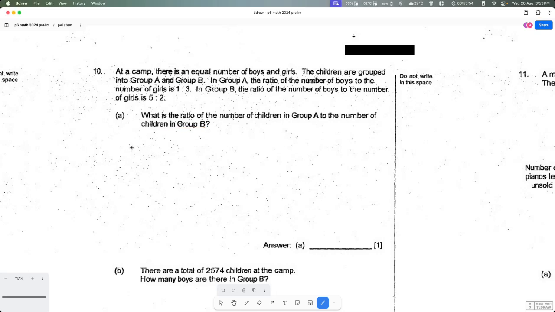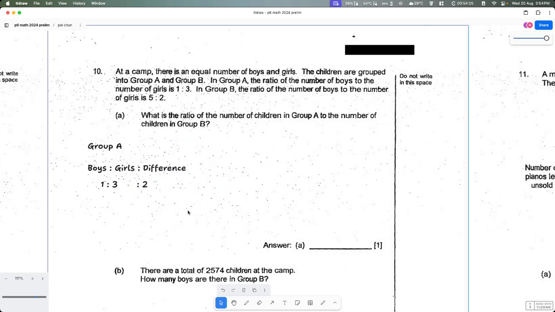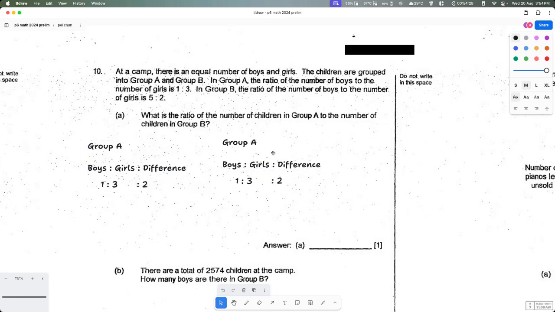So let's go for Group A: boys is to girls. Since there's an equal number of boys, that means there's an equal number of difference as well. Boys is to girls is 1 is to 3, and the difference is 2 over here. That's group A. For group B, it's the same, but this time the boys will be 5 and the girls will be 2. The difference is 3.